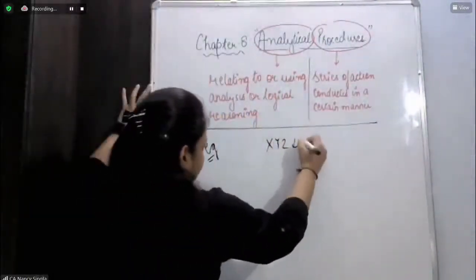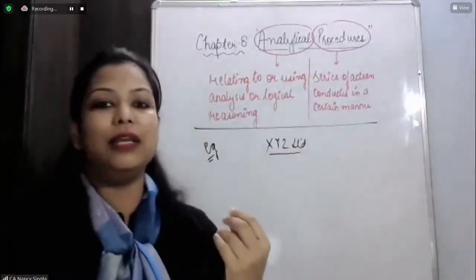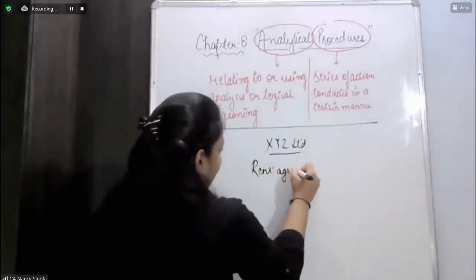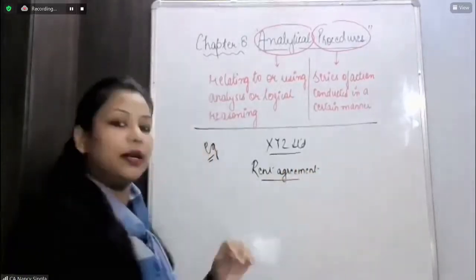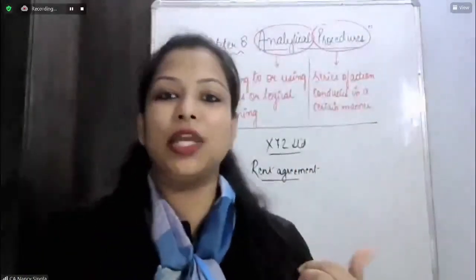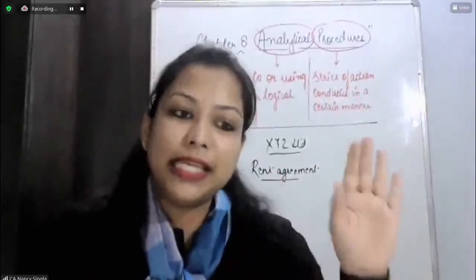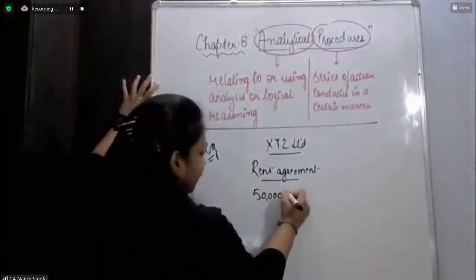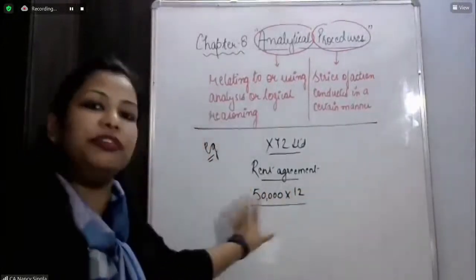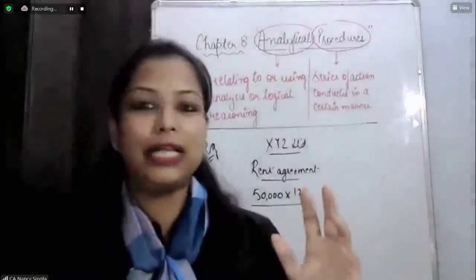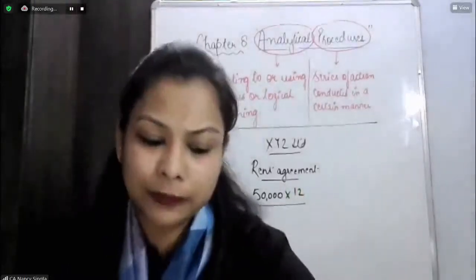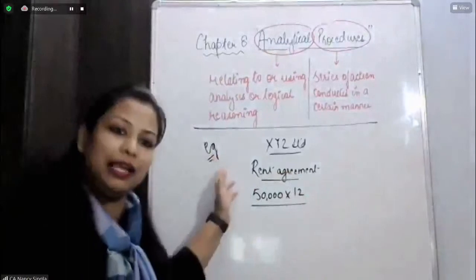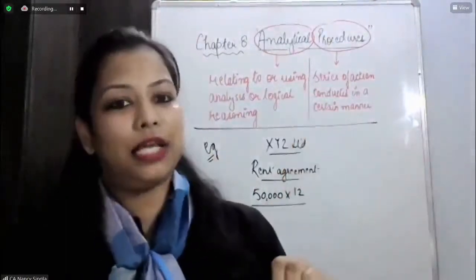XYZ is your client. And you are verifying the rent agreement. Why? Because you want to check the rent payments that have been made by your client XYZ Limited, right? So in case scenario 1, you just look at the rent expense account and you see that for every month 50,000 per month has been paid by your client, and you check the rent agreement, you check the expense account, you check the bank statement, and you found that everything is correct, right?